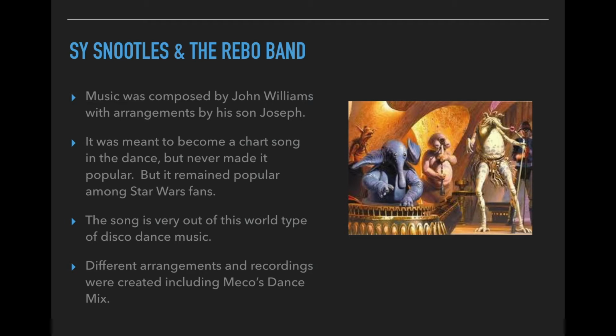And then he did a version of The Empire Strikes Back and also the Darth Vader theme, a whole bunch of other themes, and he actually did a disco dance mix of this song as well. That one there, I do feel like has more of a disco sound than the other versions.